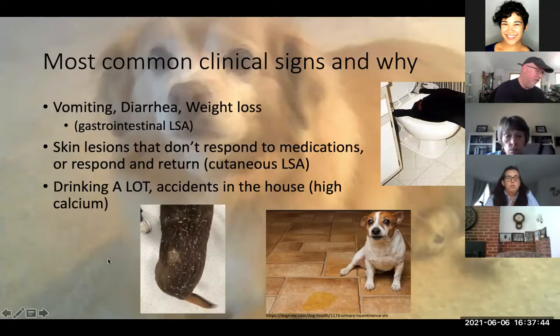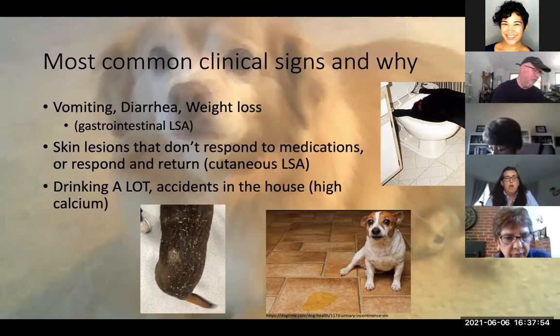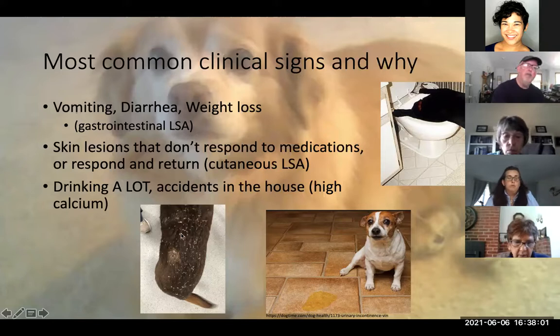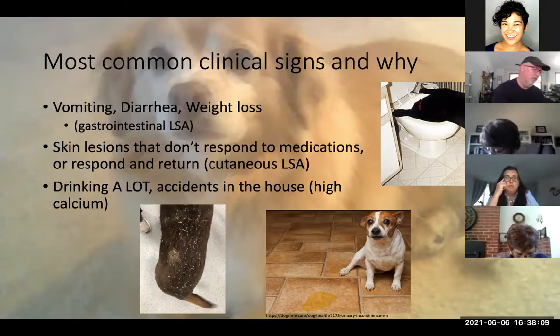Another clinical sign that they may present with is skin rashes, skin lesions, really dry, flaky skin, very pruritic, if they have cutaneous or skin lymphoma. And this, on the bottom left, was a patient that we treated for almost a year that had cutaneous lymphoma. And I think one of the biggest issues is that they are constantly itchy and scratching, and then they get secondary bacterial infections. So you're always trying to make them as comfortable as possible.